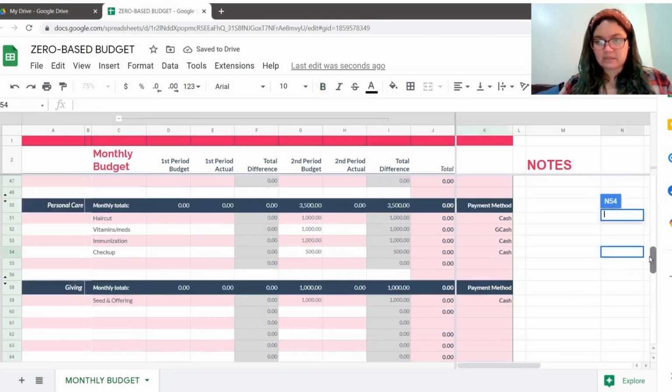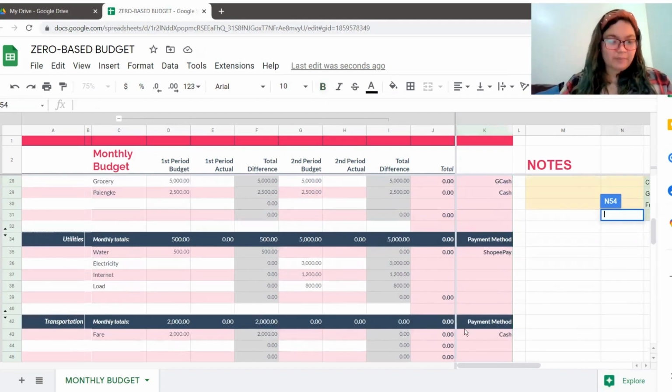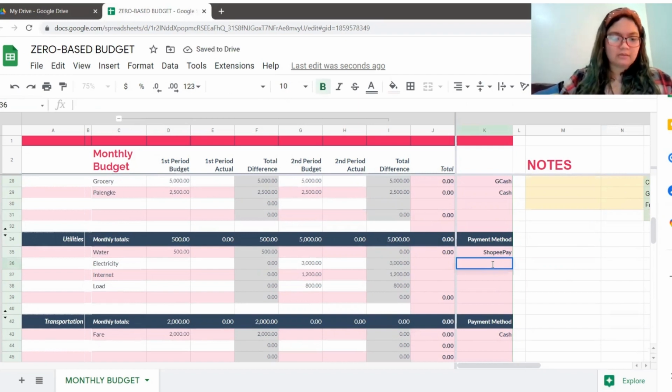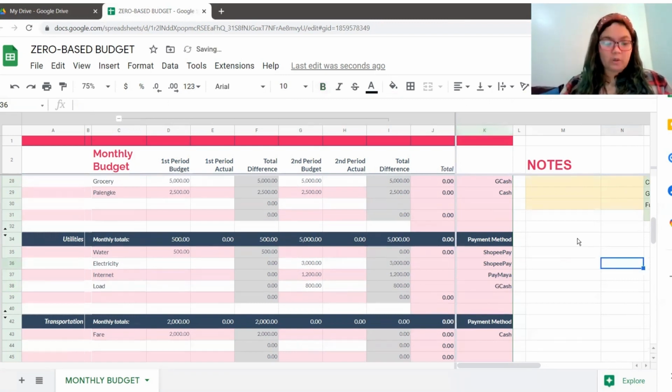Okay, so let me see kung nakompleto na natin. Ayan, so kompleto na yung ating, ito pala, electricity. So sa electricity, Meralco, we can also pay through Shopee Pay, okay, internet, we can pay, let's say, Paymaya naman, Paymaya. And then load GCash. GCash. Alright. So yan yung ating example ng pagbabudget using this zero-based budget method and using this spreadsheet.